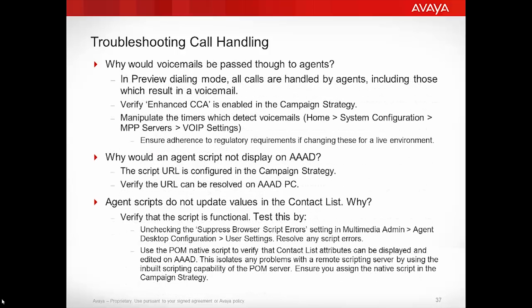Another scenario we might come across is where voicemails are being passed through to agents. In a preview dialing mode, that's perfectly normal. All the calls handled by agents, including those that result in voicemail, do get passed through to the agent. If you're dialing in progressive or in predictive, verify that enhanced CCA is enabled on the campaign strategy. You should look to manipulate the timers which detect voicemails if you're getting a low level of voicemail detection. So look at the Home, System Configuration, MPP Servers, VoIP Settings. But just make sure that you're adhering to the regulatory requirements of the regions that you're dialing, especially if you're using this in a live environment.